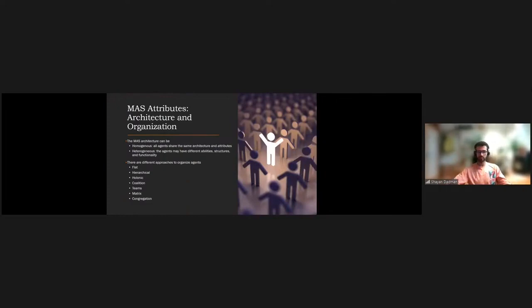The next attribute of the multi-agent system is architecture and organization. The MAS architecture can be homogeneous, which means that all the agents share the same architecture and attributes, or it can be heterogeneous, which means that the agents may have different abilities, structures, and functionalities. There are different approaches to organize agents, including flat, hierarchical, holonic, coalition, teams, matrix, and congregation.